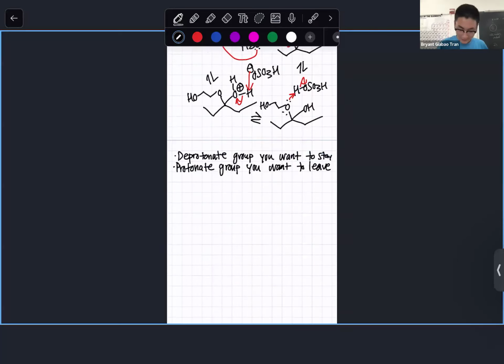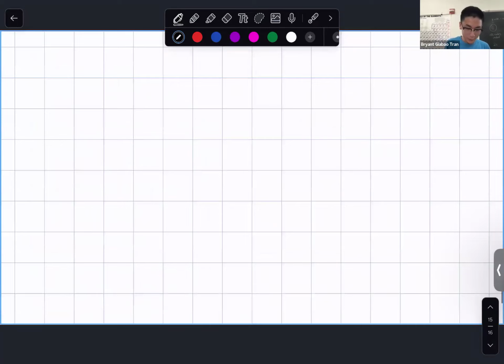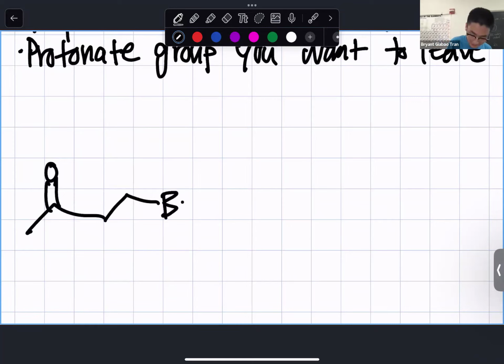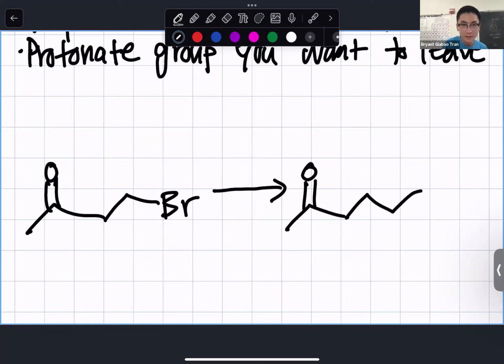Okay. So now try this synthesis problem based on what we just learned.